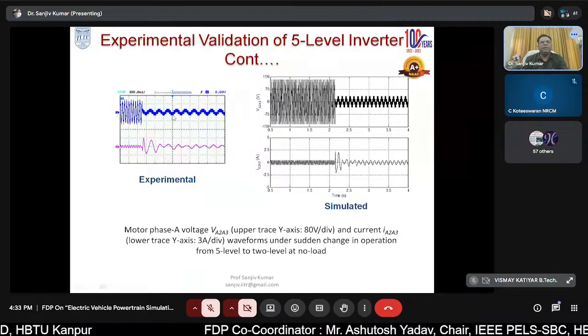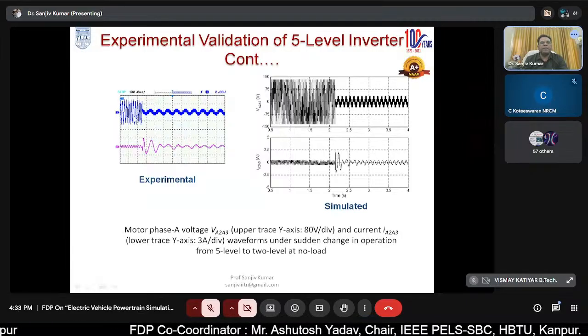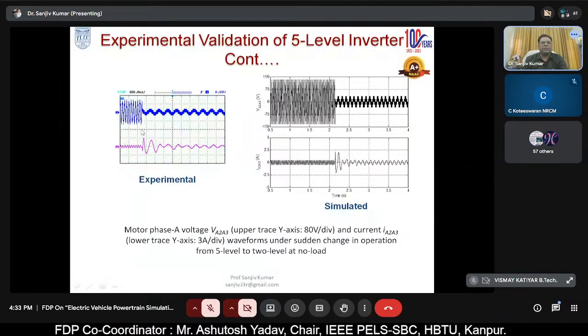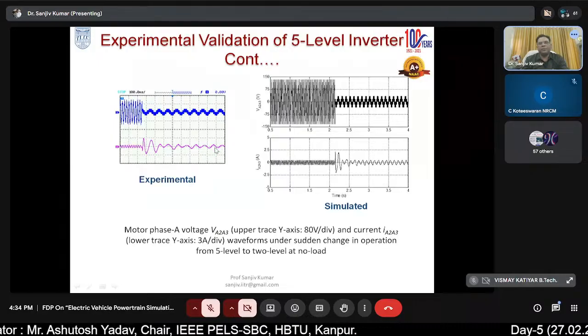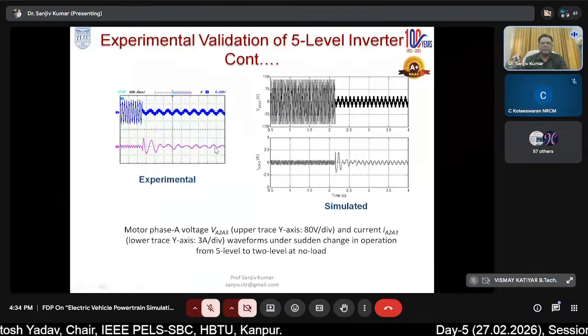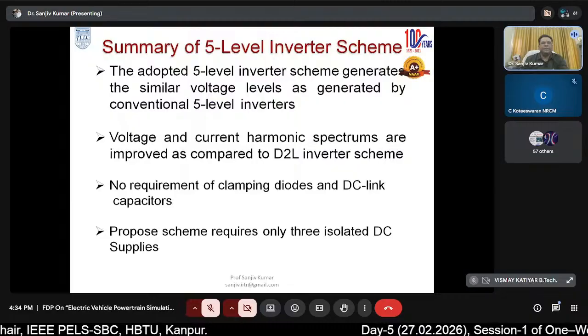Modulation index here is increased from 0.2 to 0.8, and here it is decreased from 0.8 to 0.2. Immediately this voltage level gets settled, but current takes a few cycles to settle, right?